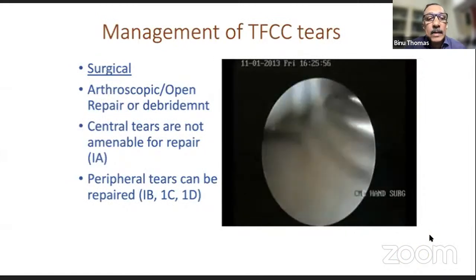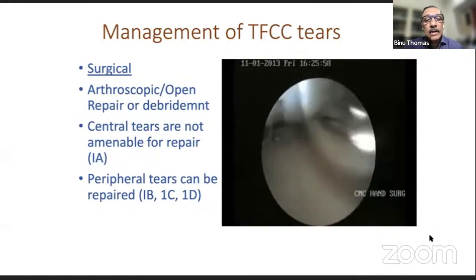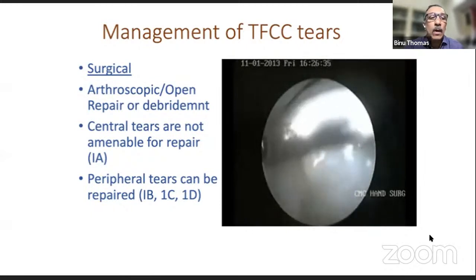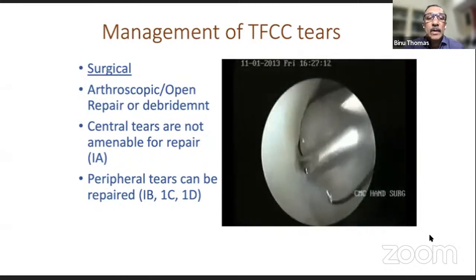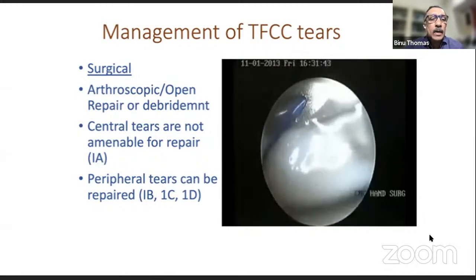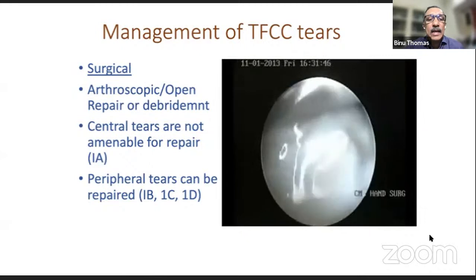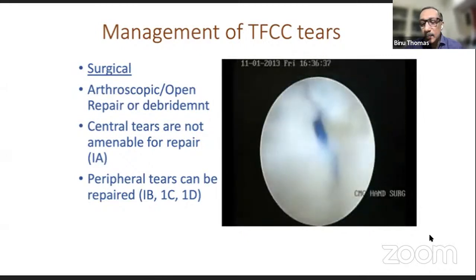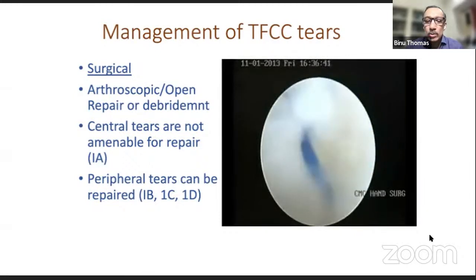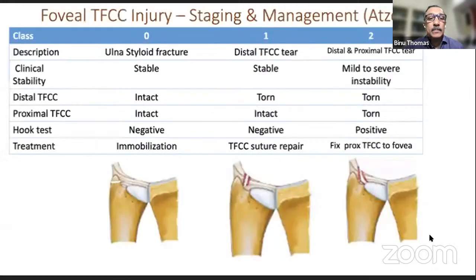Once there is a definite sign of an avulsion of the TFCC, we go for either an arthroscopic or an open repair or debridement of the ligament. On arthroscopy, if central tears are seen, they are not amenable to repair, so we just debride around them. But the peripheral tears can be repaired. Usually we do a capsular insertion for the 1C and 1D and a foveal insertion for the foveal tears of the TFCC.